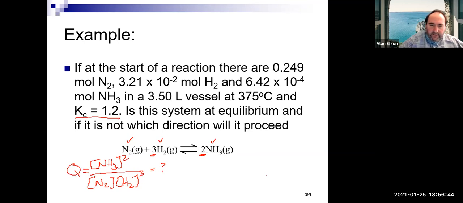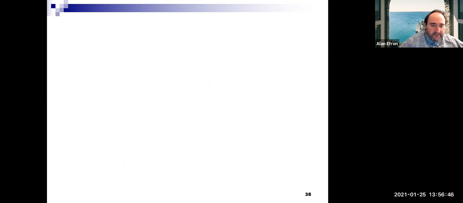So the first thing that we want to do is figure out our concentration. So we'll start with the N2 here. If we take the moles of our N2, which looks like 0.249 moles divided by 3.5 liters, that's going to give us something like 0.0711 molar.